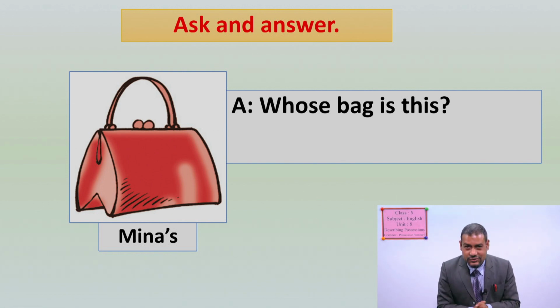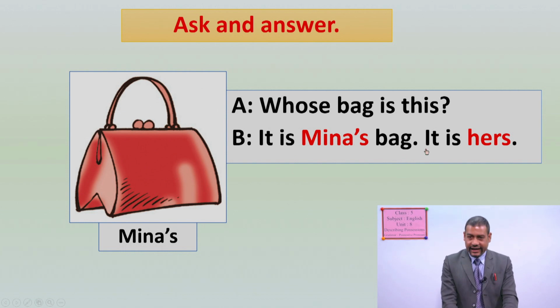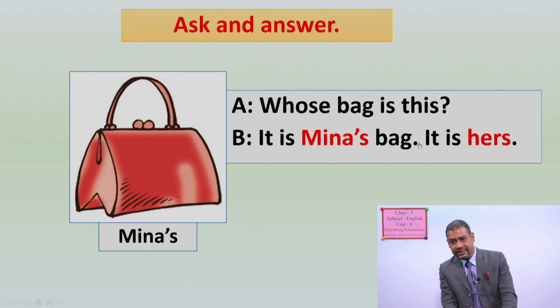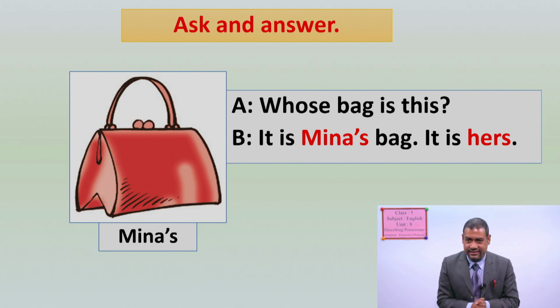Have you finished? So what did you write? Please tell me. Oh, yes. Now you can check. Your answer should be, it is Minaz's bag, or you can write, this is Minaz's bag. And another sentence I have written here is, it is hers. Okay? See, it is Minaz's bag, it is hers. And I hope you have already noticed I have highlighted these two words with red color, Minaz's and hers. Later on, you will have to tell me and I will make you clear. Is that clear to you?